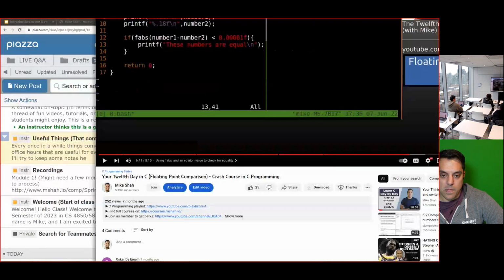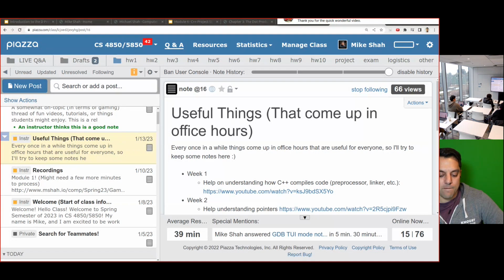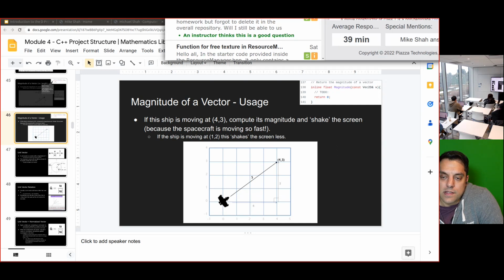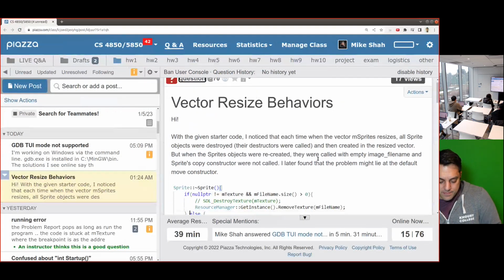I think that's. Oh yeah, go for it. Is it okay if you can look at the problems I posted on Piazza, the relatively longer one about vector resizing? Vector resizing. Yes, I can look at that. Let me see if I can find your Piazza post. Vector resize behaviors. That's the one. Yeah, let's see. Oh, okay, it's public, so I'll bring it up here.